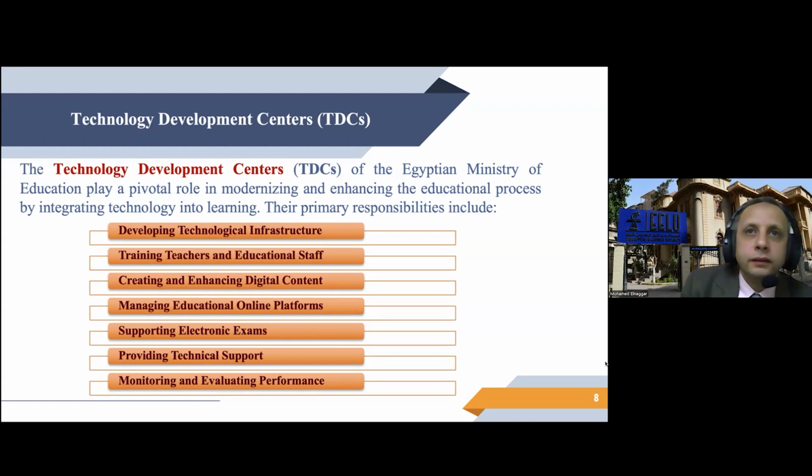Working in these centers are many experts in the field of education, in the field of technology, subject matter experts. They are responsible for many responsibilities, such as developing technological infrastructure, training teachers and educational staff, creating and enhancing digital content, managing educational online platforms, supporting electronic exams, providing technical support, and last, monitoring and evaluating performance of teachers and students and how they employ technology. What are the benefits of employing technology in the classroom?